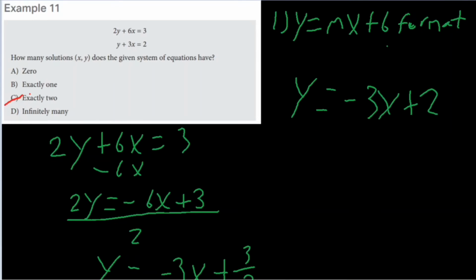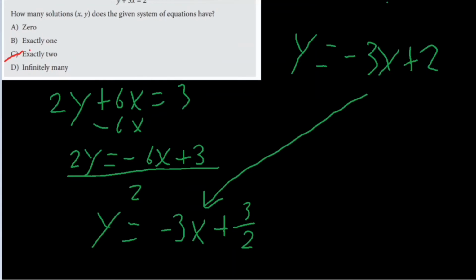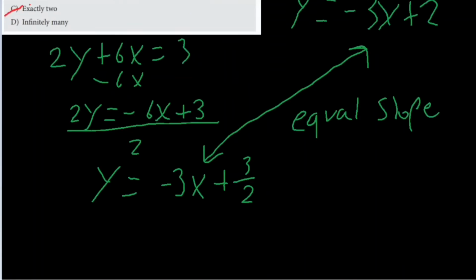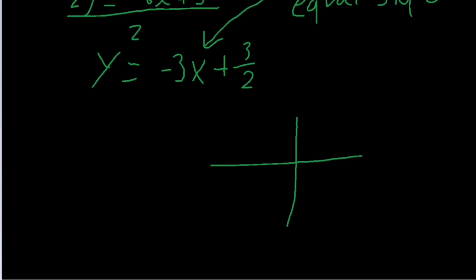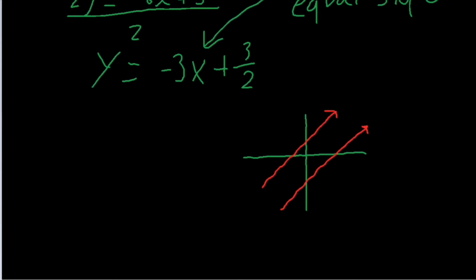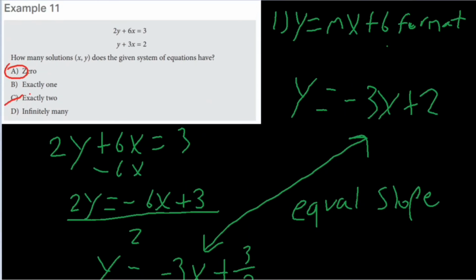So if we find the y equals mx plus b format of the other one, we find that it has a negative 3 slope as well. And this means that if they have equal slope, they're parallel lines. And as you can see here, parallel lines never really touch, especially if they have different y-intercepts. However, if the y-intercepts were the same, the answer would be D. So watch out for that, because if they overlap, every point is a solution.